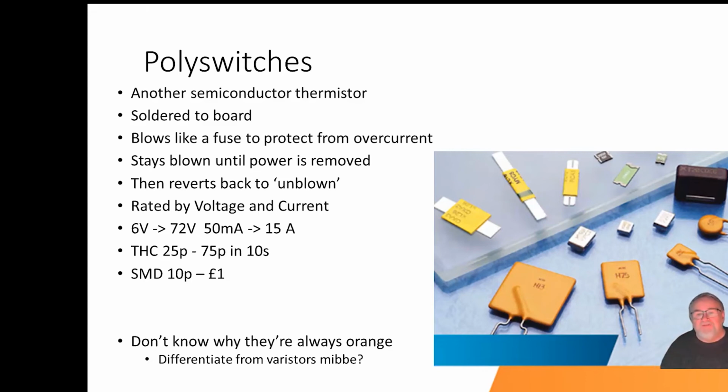You get them from about 6 volts to about 72 volts. You get them from about 50 milliamps to about 15 amps, and they'll cost about 50 pence, whether you buy a through-hole one or a surface mount one. You can buy them in tens from Farnell, RS. There's people on eBay who will sell you them in 1s and 2s and 10s as well, but they'll charge you a wee bit of a premium, but that might be worth doing. It might be something that Davey considers putting into stock as a MERG item. And as I say, I've got no idea why they're always orange, but there you are.